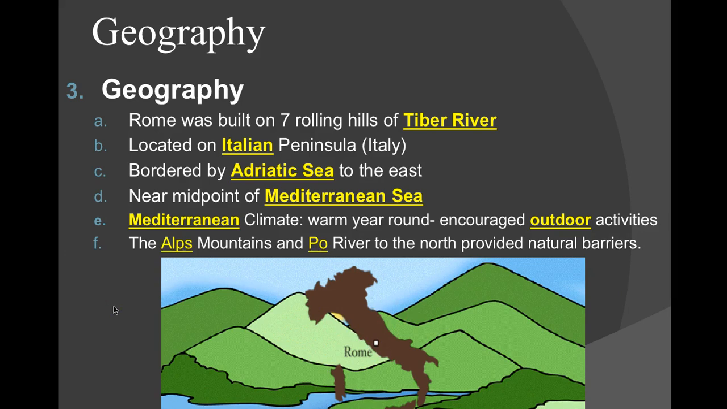The Romans also had some geographical gifts to the north, the far north. So if you go all the way up the Italian peninsula, you have a massive mountain range called the Alps. That provided a good natural barrier. Below them was the Po River that ran west to east. That also provided a nice barrier for the Romans.